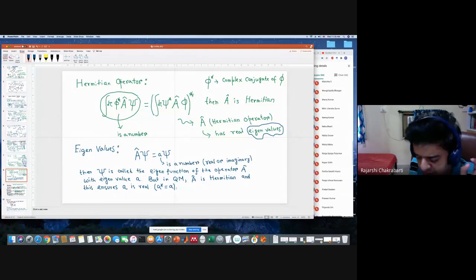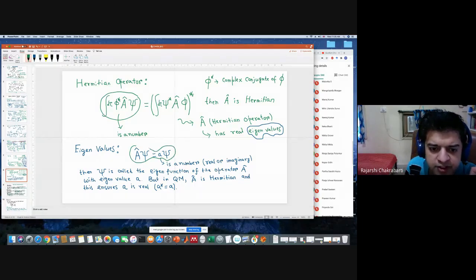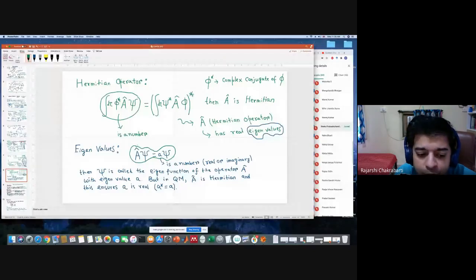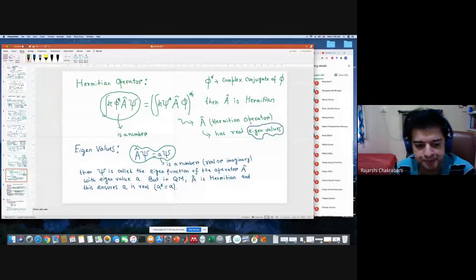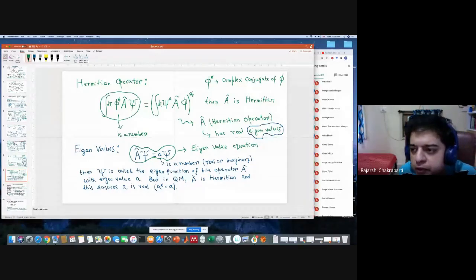In mathematics, if this structure is maintained, the one I showed you here, that is, an operator operating on a function gives you the same function back multiplied with a number, and this number could be real or imaginary, then the function psi is called the eigenfunction of the operator A. And that number small a is called the eigenvalue. And this equation is called the eigenvalue equation. Okay, is this clear? Any comments so far?